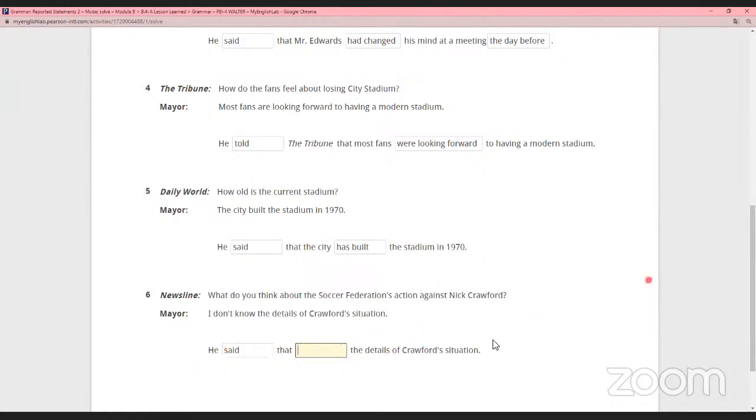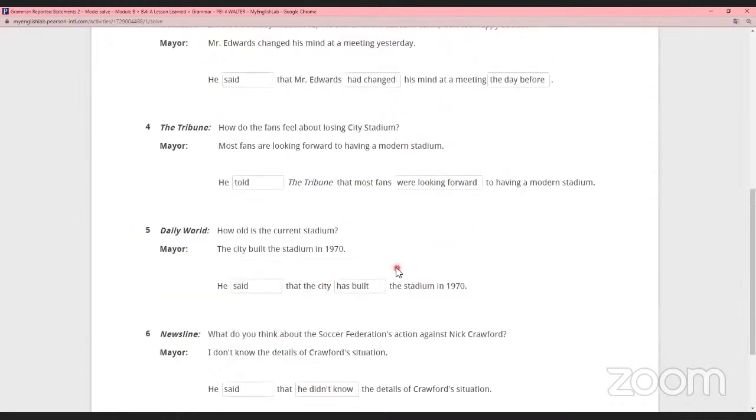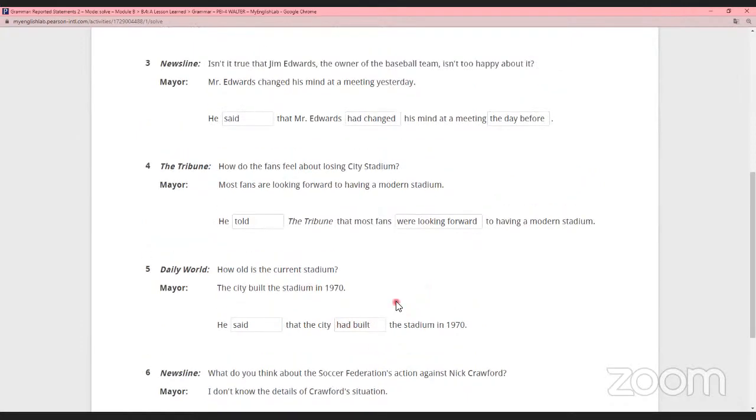We're gonna see we have more options like that, but that he doesn't know. If it's in simple present, we have to change it to the simple past. Yes. Okay, so he says that he didn't know the details of Crawford's situation. Okay. How about number 5? Is it okay? We have the simple past, right? Yes. Build is in simple past. So in what tense do we have to change? Let's check the picture. Simple past goes to past perfect. Okay, so we don't have to write has. Oh, it's had built. Yes, had, right?